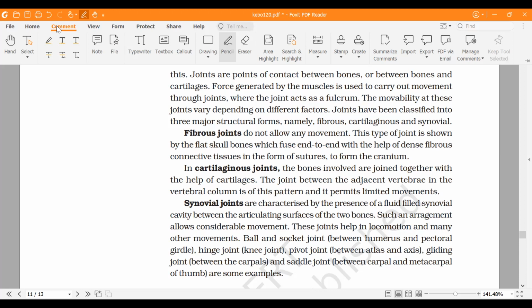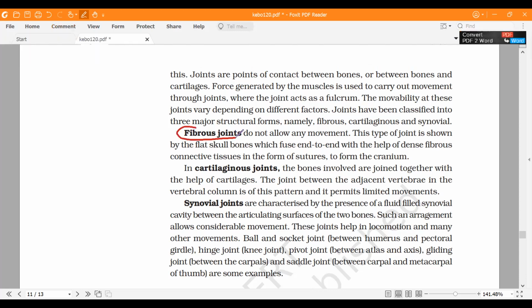So there are three types of joints. That is fibrous joints. Just a moment. If I have some chart, let me share it. Just give me a moment. Okay, sir, I think I have something about that.